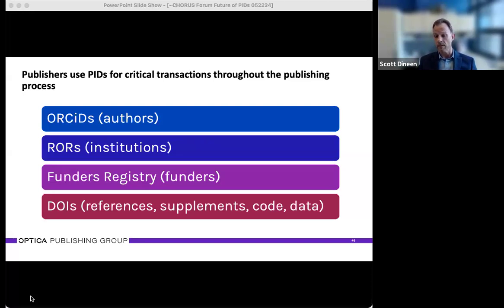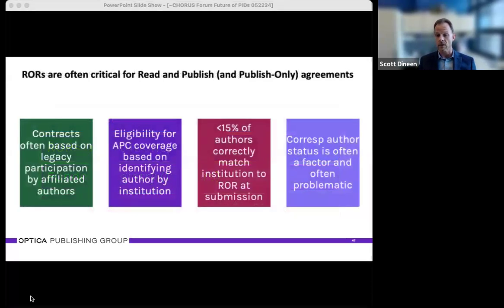So that point may lead into the next slide, where I want to talk about RORs used for read and publish agreements, because this is a really big, important aspect of a lot of publishers' business these days. A read and publish agreement generally is where a publisher will negotiate with one institution, or more likely a consortium of institutions. And based on past publishing activity, they negotiate that the institutions or consortia will cover the publishing fees for the authors, along with subscriptions to the journals.